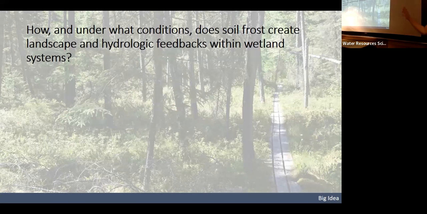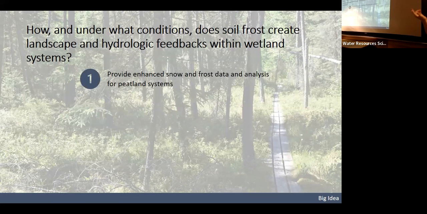So the big question that drives our subsequent projects here is how and under what conditions does soil frost create landscape and hydrologic feedbacks within the wetland systems? And we're really tackling three big tasks to hopefully answer this question. The one big goal is to provide data in general for snow and frost in peatland systems. So really filling in that gap of just looking at what's happening and hopefully more fully understanding how these systems are responding to changes in snow inputs.